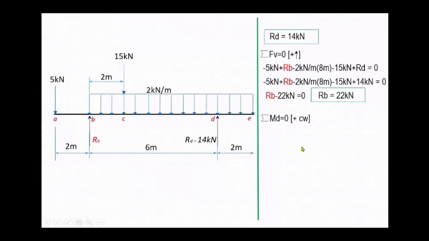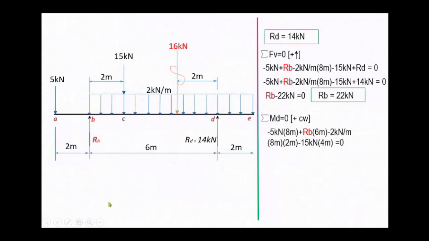Now, we can also check the result of R sub B by using the moment at D equals 0. Let's try. We have the summation of moment equals 0, counterclockwise positive. Now, taking moment at point D equals 0, we will resolve the uniformly distributed load into its resultant. So 2 times 8 equals 16, so 16 kilonewton. We already did this one earlier.